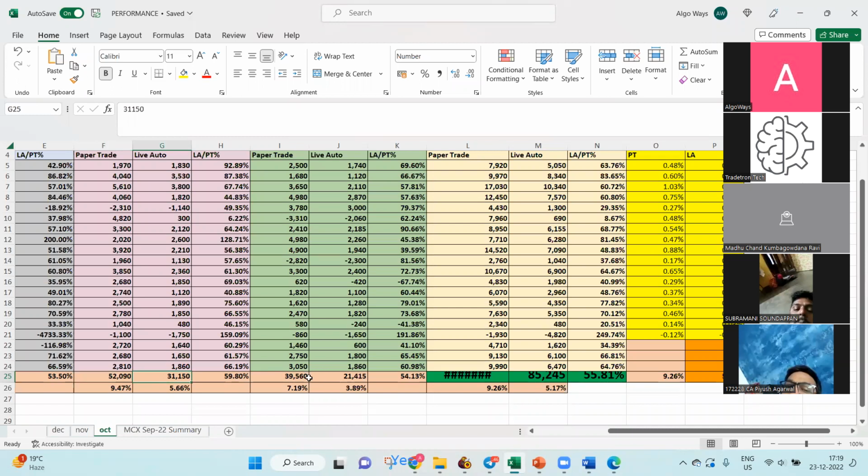Same is the case with AW04, 54% was the live auto result of paper trading. So that is what I mentioned in the beginning, that we only have around 55 to 60% kind of expectation in live auto results vis-a-vis the paper trade or the backtest results.